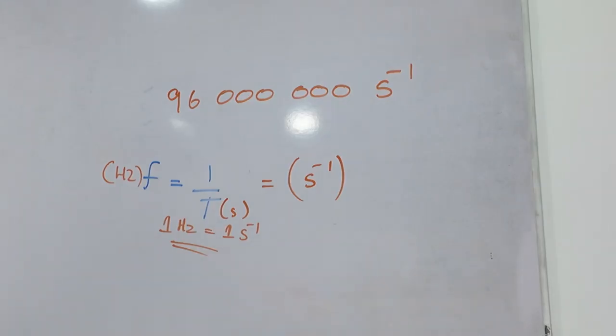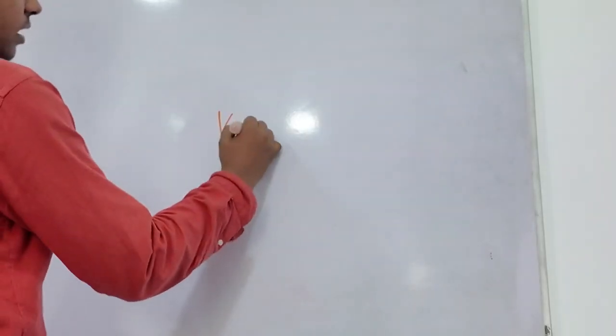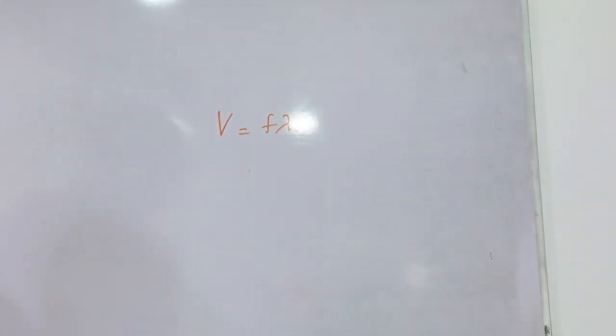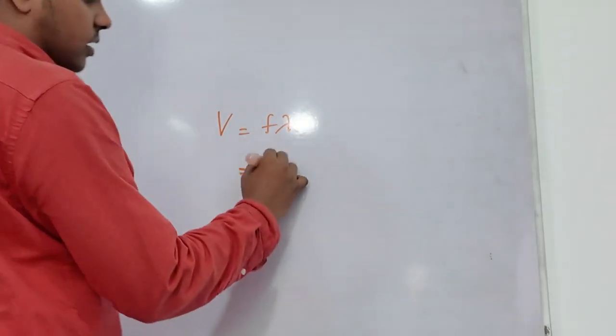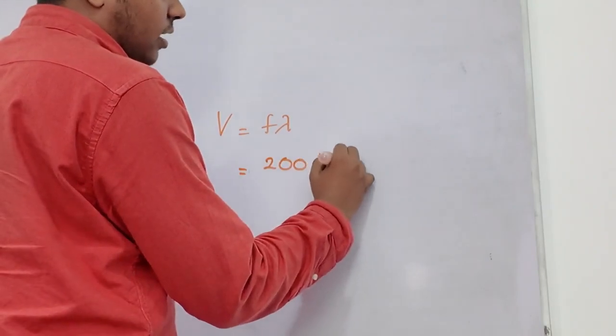Next, 6.2: calculate the speed of these radio waves and give the unit. Here you have to use v equals f lambda, remember? I got 300 meters per second. No, 300 meters per second is not what comes. Look, you can see here it is 200 kilohertz, not just hertz. What does kilohertz mean?